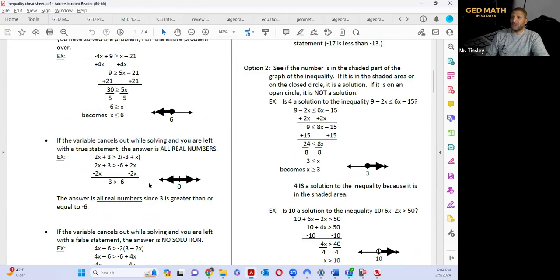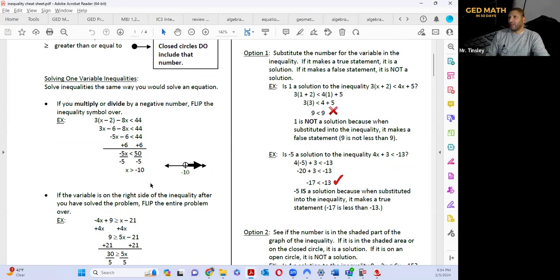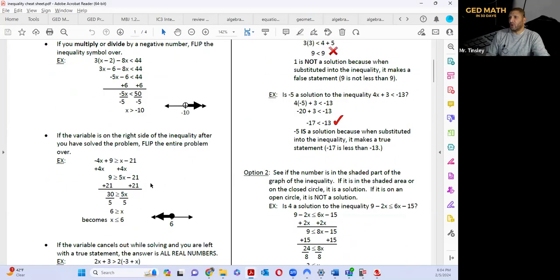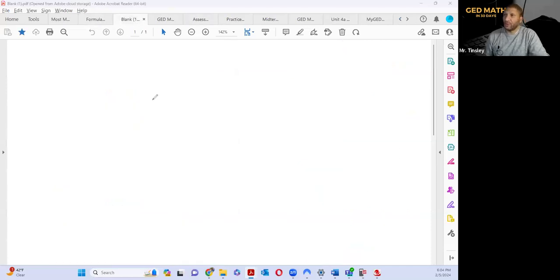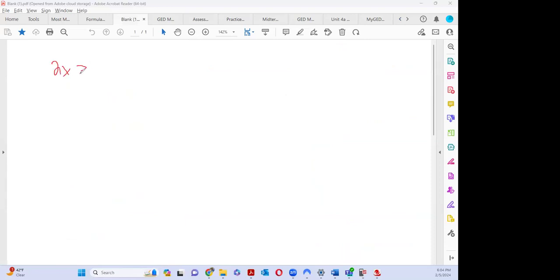This is for graphing, and a lot of times they're not even going to be this hard. Let me go to a blank page. I'll just make up one. Let me get my pencil. So I'm gonna make up three.